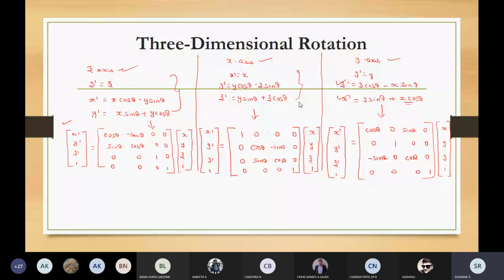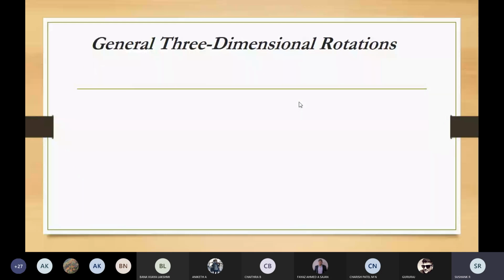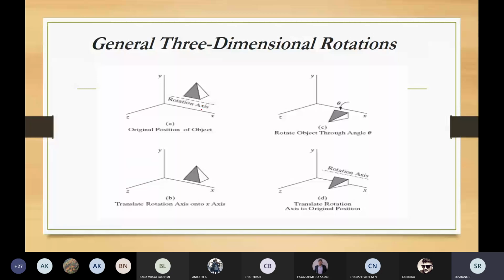Okay. So the next one is the 3D rotation of an object which is at some particular location. Here this pyramid object is there, no? It is not coinciding with any of the axes. So the rotation matrix for this pyramid is not coinciding with any of the coordinate axes. So this can be done.